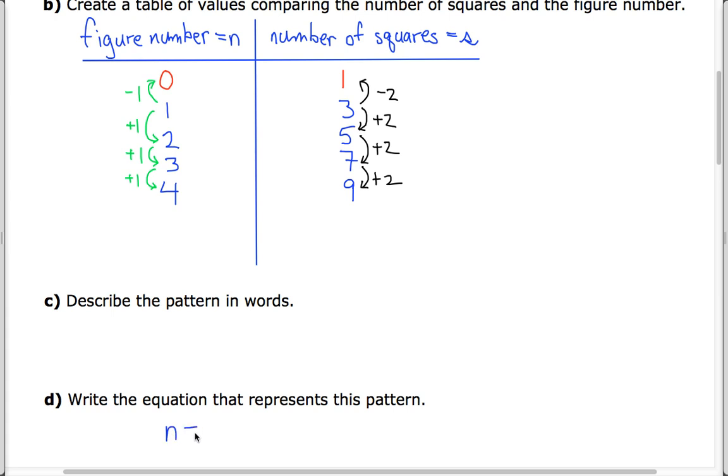So now we can indicate that the number of squares s is equal to a certain number times the figure number and plus or minus a little bit of something else. So I'm going to give you a surefire way of coming up with all these things.